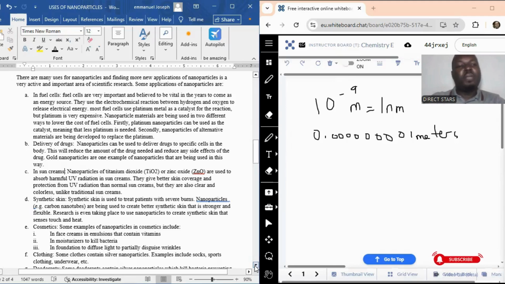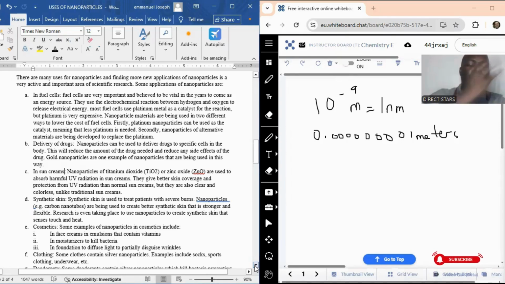Secondly, nanoparticles have become an alternative material to replace platinum. Platinum is one of those rare metals. They're very, very expensive to buy.